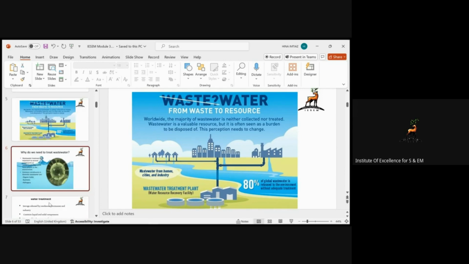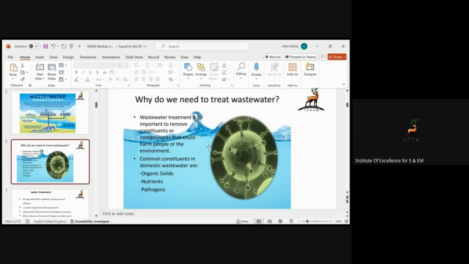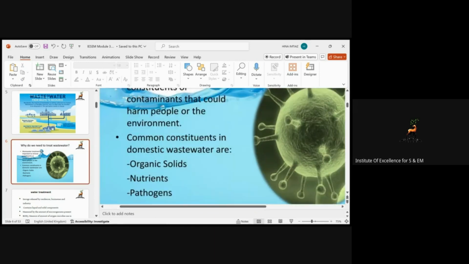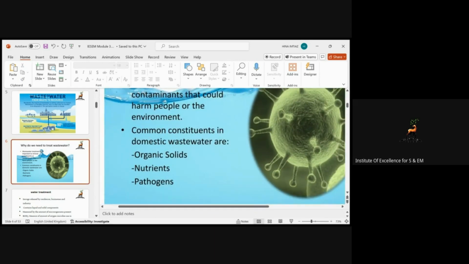So the next thing is, why do we need to treat the wastewater? Wastewater treatment is important to remove constituents and contaminants that could harm people or the environment. The main harmful constituents include organic solids, nutrients, and pathogens. Here you can recycle the organic solids and the nutrients as well, but you have to treat the pathogens.